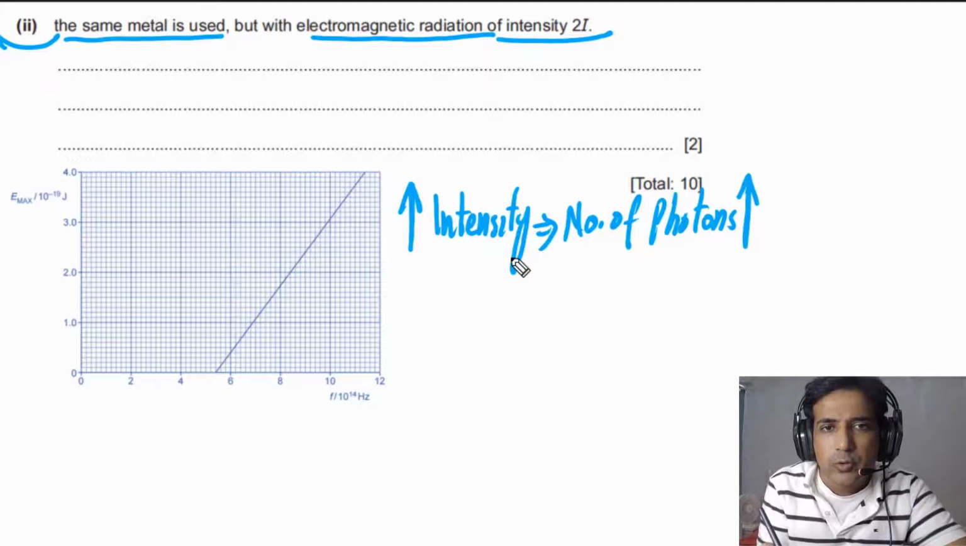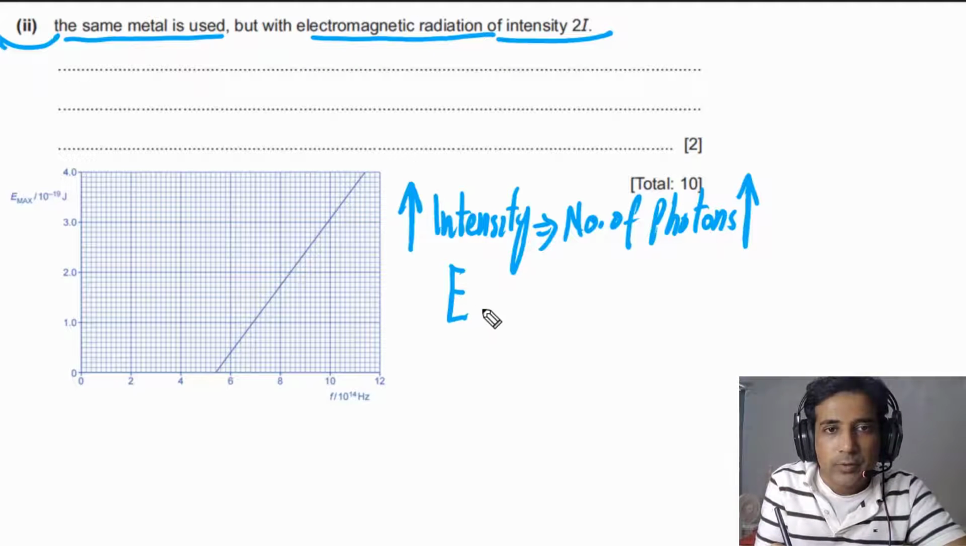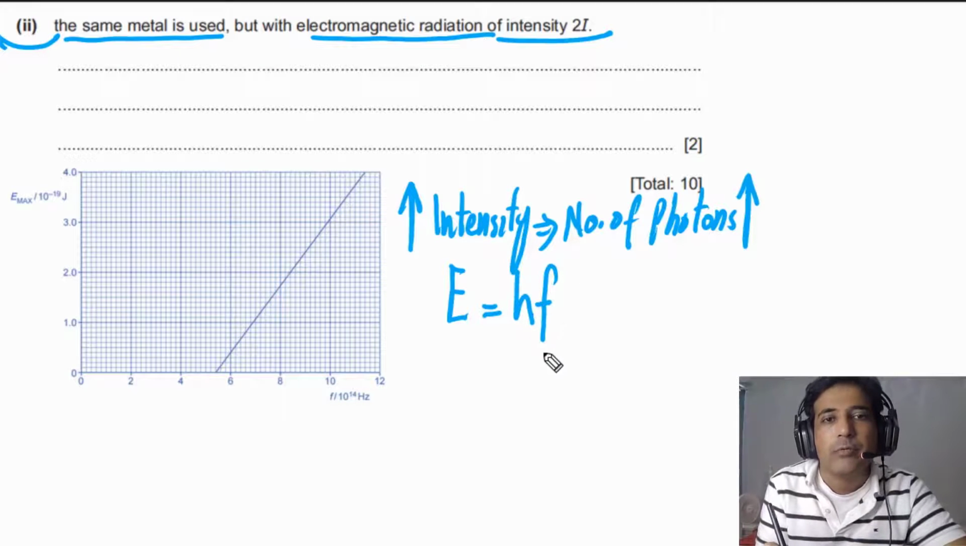As the number of photons increases, but it is given to you that it is the same electromagnetic radiation. They haven't mentioned the word same, but it simply means that the electromagnetic radiation is the same. So in this case the frequency of radiation does not change. So the energy of a single photon will not change because f is the same.